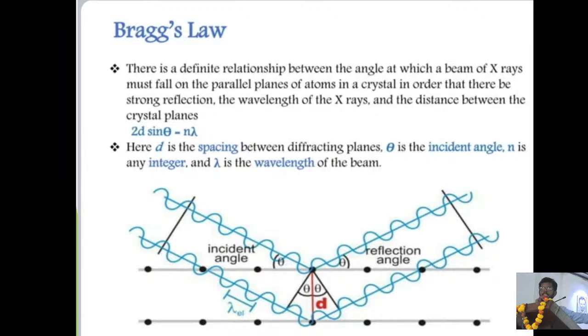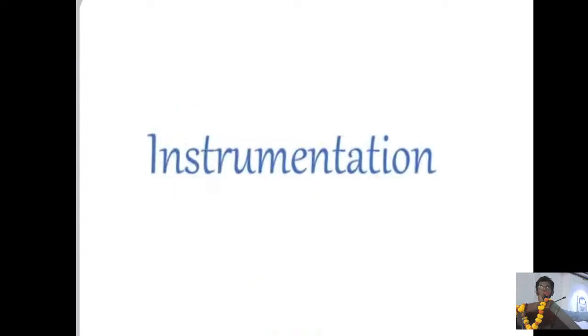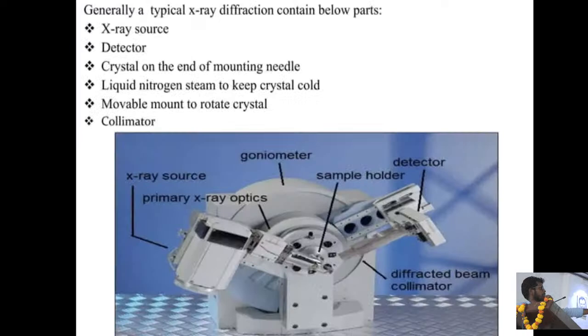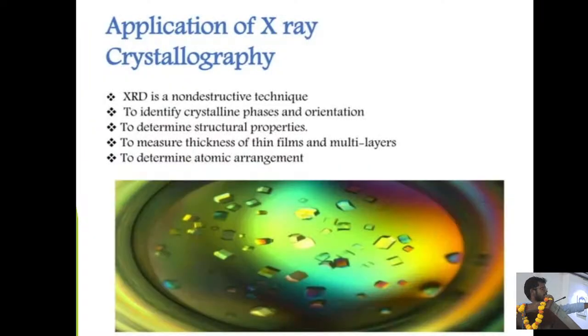This is the interaction between X-rays and atoms. It is the crystal, and the X-rays diffract into the crystal and form phases into the structures, giving the atomic model. In X-ray crystallography instrumentation, we use a diffractometer to identify the X-ray diffraction. This is the instrument for identifying the structure of the 3D molecule. This is the application to find out the exact structure with a non-destructive technique.